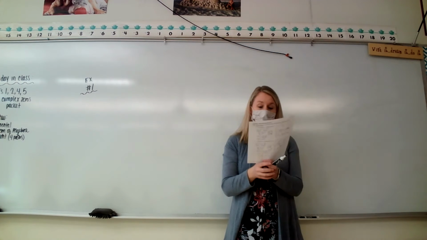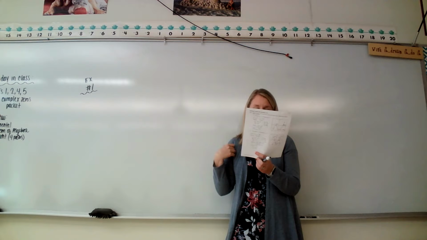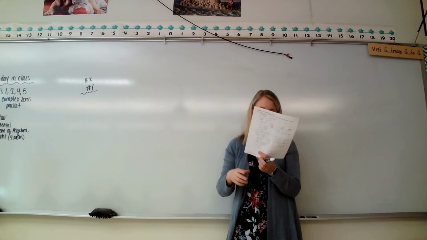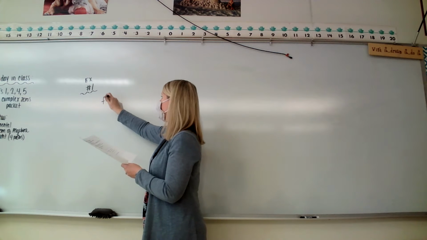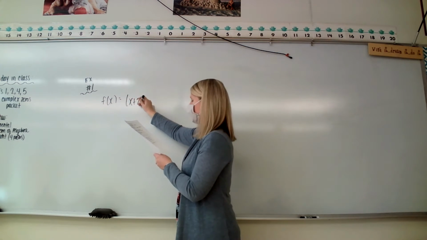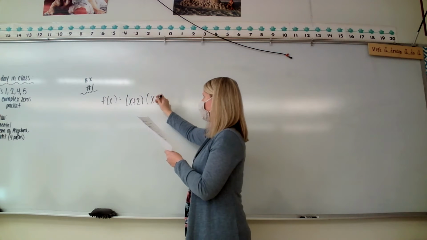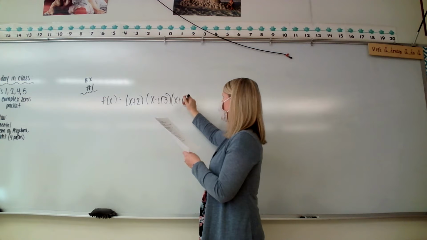It says write the polynomial function in standard form. We've done that a million times this year. You do a bunch of distributing. Identify the zeros and the x-intercepts, and it gives us a nice little function. So we have the function f of x equals (x + 2)(x - i√3)(x + i√3).